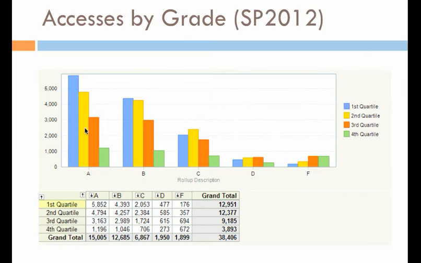So this report shows from left to right activity quartiles for students who earned a final grade. So in this case, the least active A students were still more active than the most active D and F students. And we're seeing this across the board.